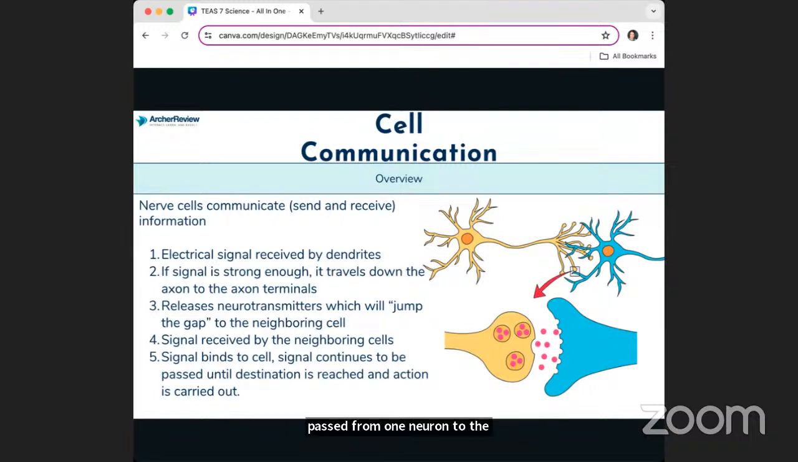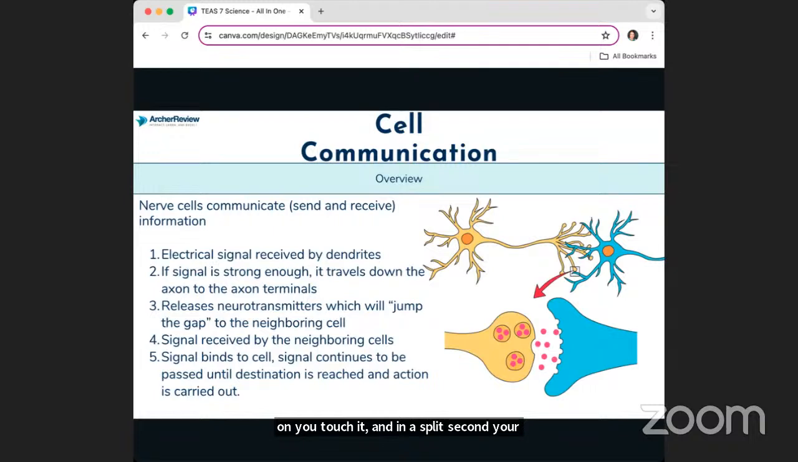So think about a classic example of this, like putting your hand on a hot stove. Maybe you didn't know the burner was on. You touch it, and in a split second, your body senses it's too hot.